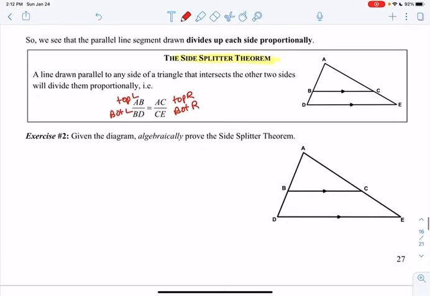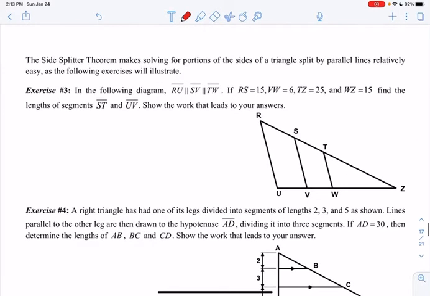I'm going to skip this because this is kind of long and involved. This is just algebraically showing the side splitter theorem by taking a proportion, and we write the segments as their parts, and I cross multiply and everything drops out. But take my word for it, the side splitter theorem definitely works. So if we flip this over, the side splitter theorem makes solving for proportions of the sides of a triangle split by parallel lines relatively easy, as the following exercise will illustrate.